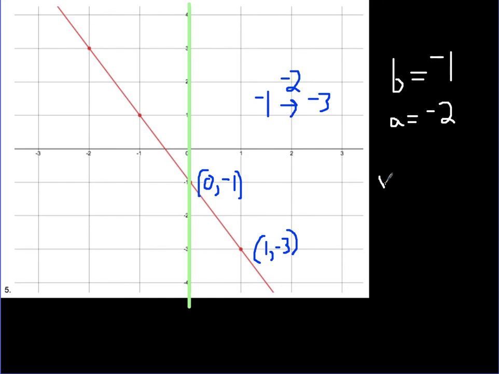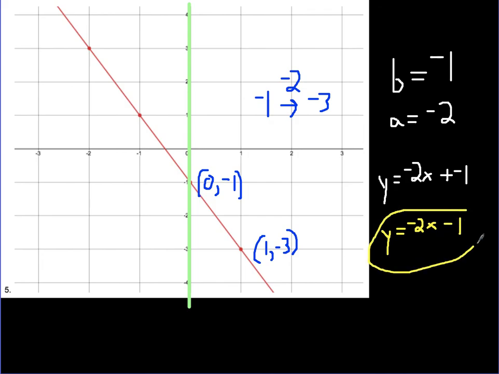All right, when we write our equation, we replace A and B with those values. So y equals negative 2x plus negative 1. All right, that's one way you could see it. You could also see it because when we have a plus negative, we could also just write it as negative 2x minus 1. That would be okay too. That'd be the more common way to see it, but either way is correct.